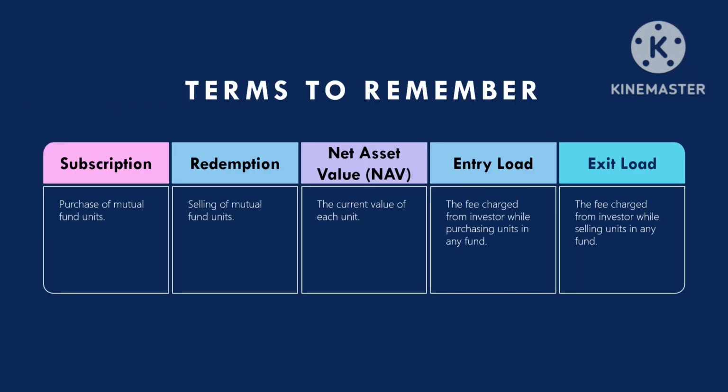Now, let us learn about the terms that we use in the mutual fund terminology. Subscription. What is subscription? It's nothing but the purchase of mutual fund units. So purchase is called subscription. Redemption. What is redemption? Redemption is nothing but the selling of the mutual fund units. Net asset value, NAV. So what is NAV? The current value of each unit on a given day is denoted as NAV.